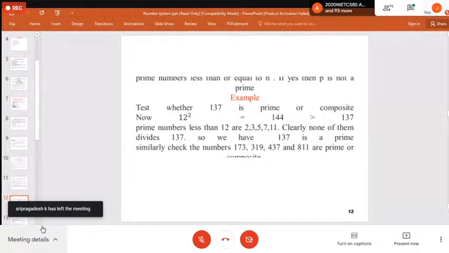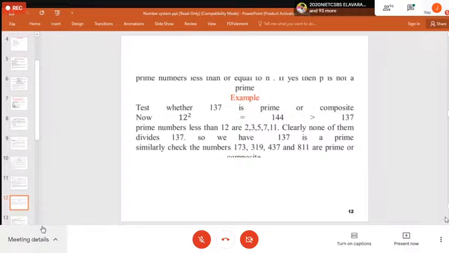2, 3, 5, 7, 11, 13, 17. 15 is not a prime number, because 15 has 3 divisors: 1, 3, 5. 16 is also not a prime number. 17, 19. 20 is not a prime number. 21 is not a prime number. 22 is also not a prime number. 23, prime number.